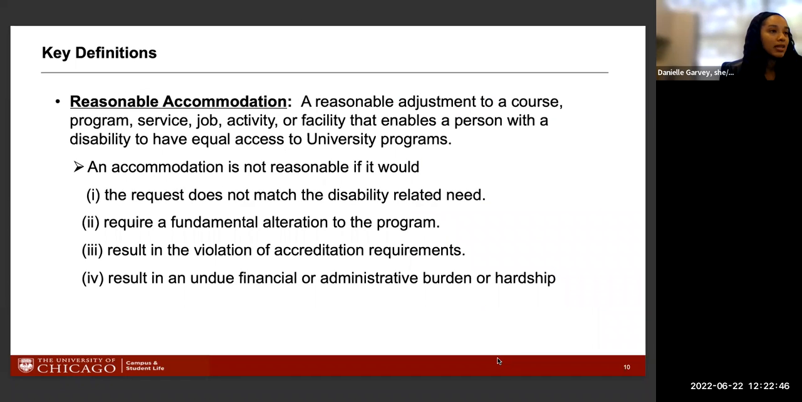A reasonable accommodation is an adjustment to a course, program, service, job, activity, or facility that enables a person with a disability to have equal access to university programs. An accommodation may not be considered reasonable if it would not match the disability-related need, require what's called a fundamental alteration to a program, result in the violation of an accreditation requirement, or result in an undue financial or administrative burden or hardship on the university.